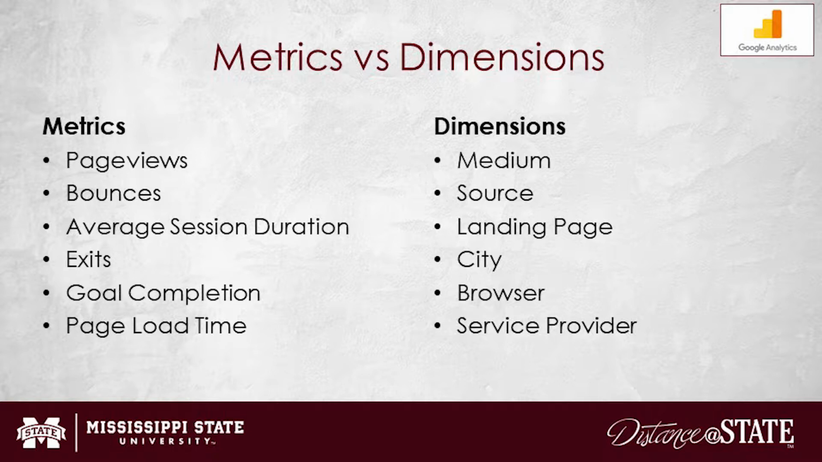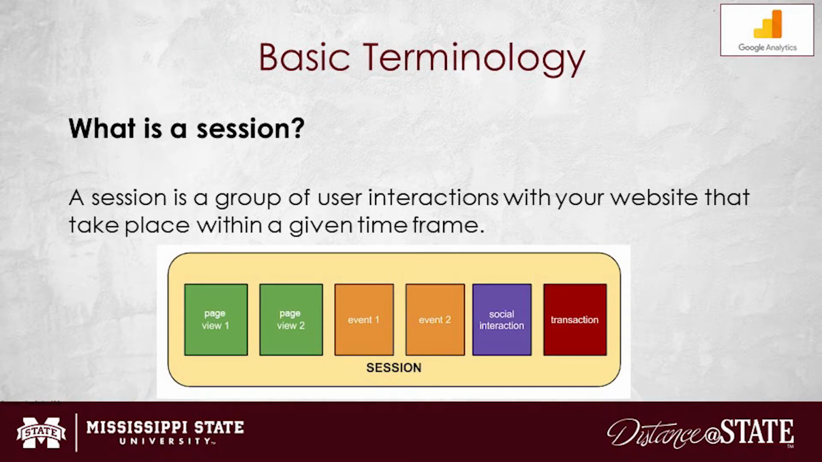And then some dimensions would be medium, source, or the landing page. City, we do a lot of geographic data that we look at, so city or state, the browser someone's using, or maybe even their service provider.